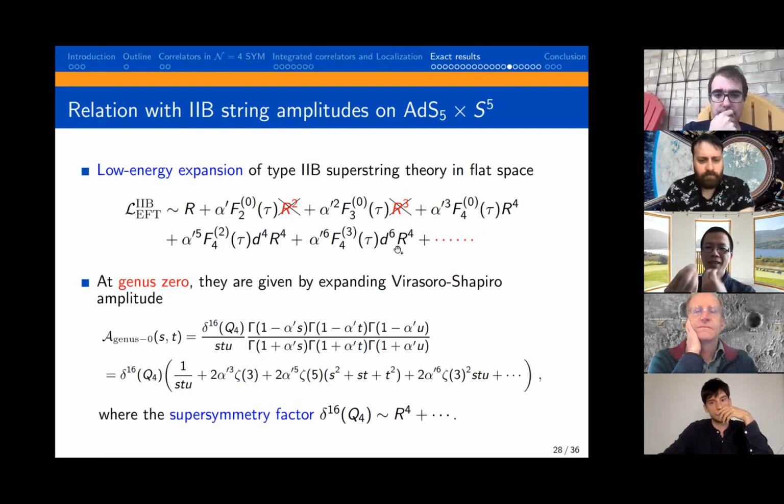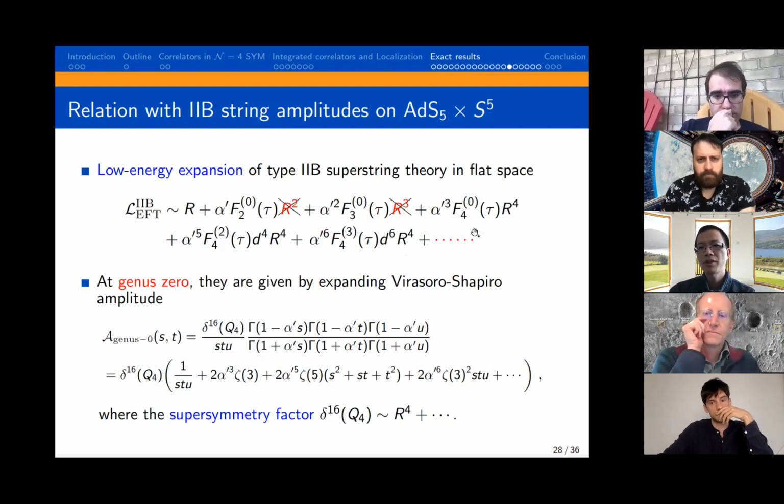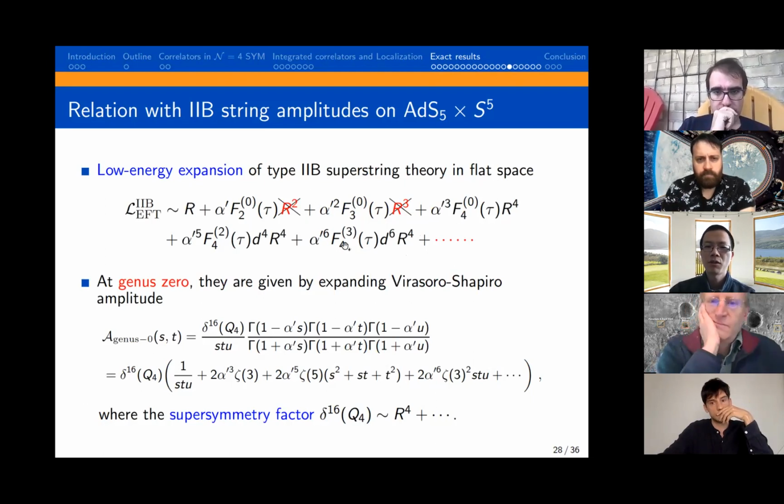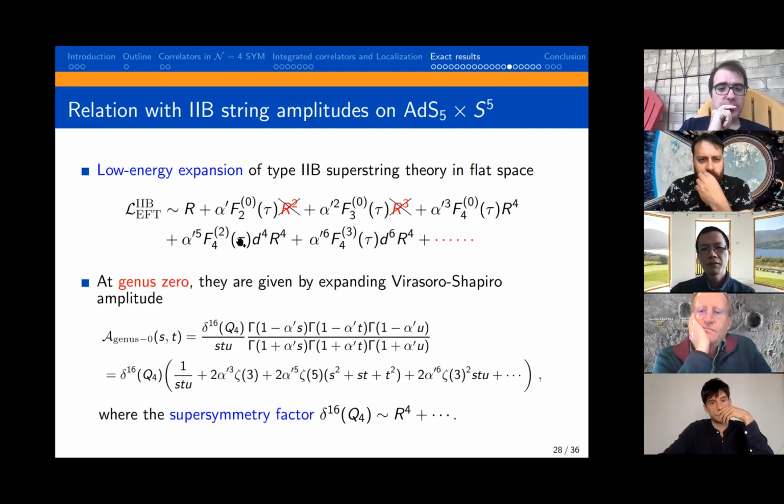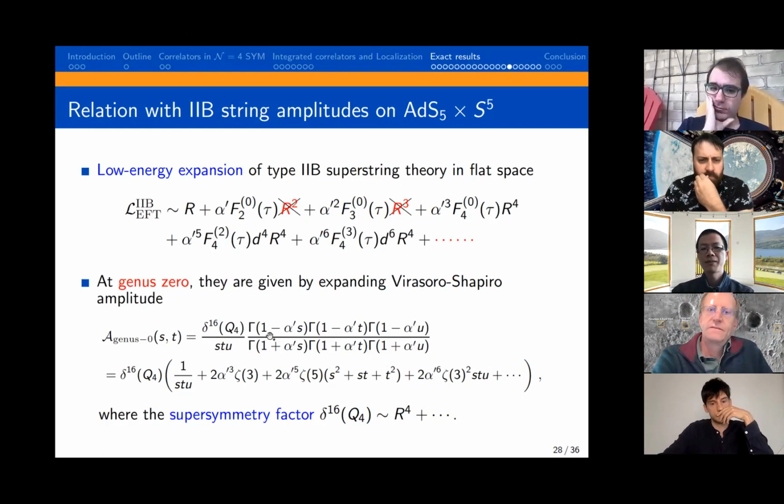The Laurent index contraction are completely fixed by supersymmetry. Now the second question is, what are the coefficients? The coefficients, of course, depend on the string coupling. Well, say you could compute them explicitly genus by genus. Say take genus 0, where you can just take the Virasoro-Shapiro amplitude, expand in alpha prime.